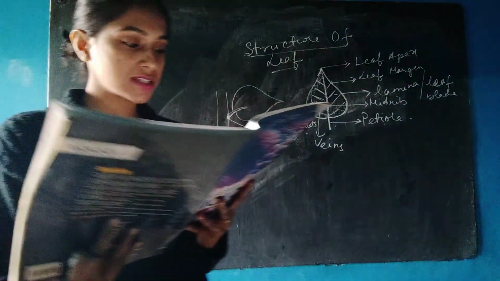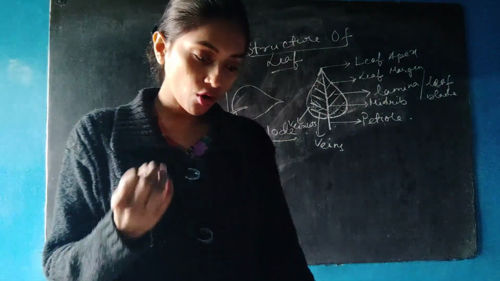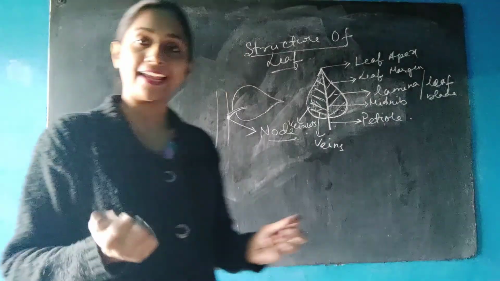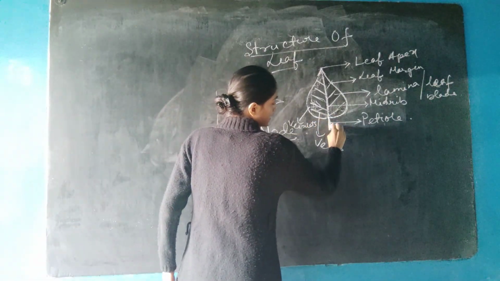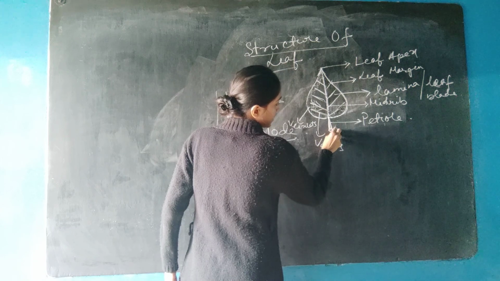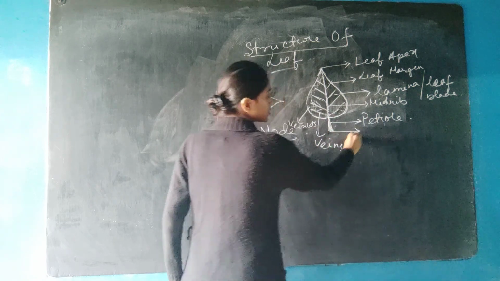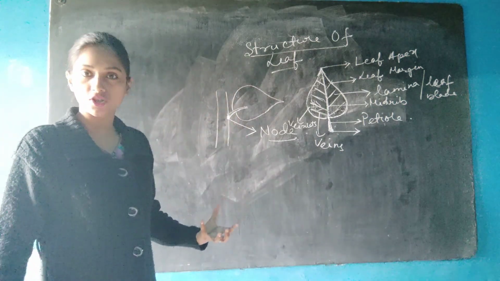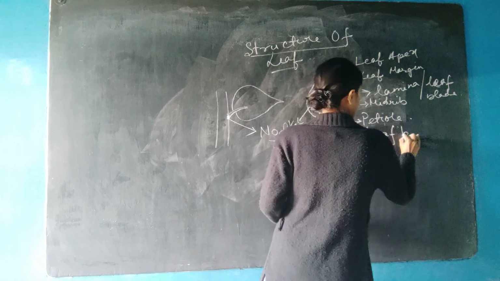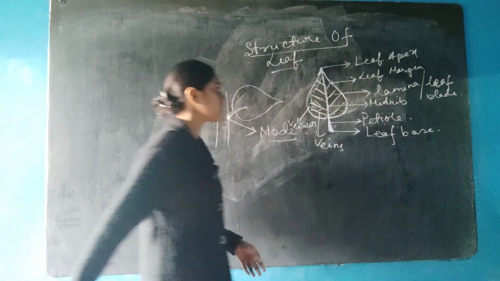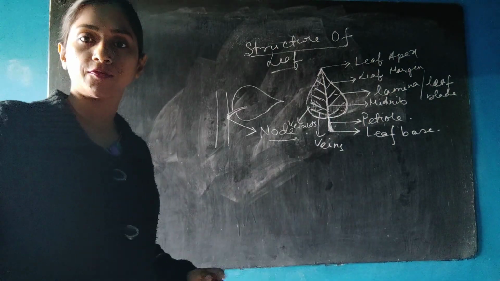Now coming to the last part of the leaf, that is the leaf base. This is the small, slightly swollen part at the end of the petiole. See, this petiole is actually like this. It has a slightly swollen part at the base. This slightly swollen part at the base of the petiole is termed as leaf base. Okay, so this is the general structure and various parts of a leaf.